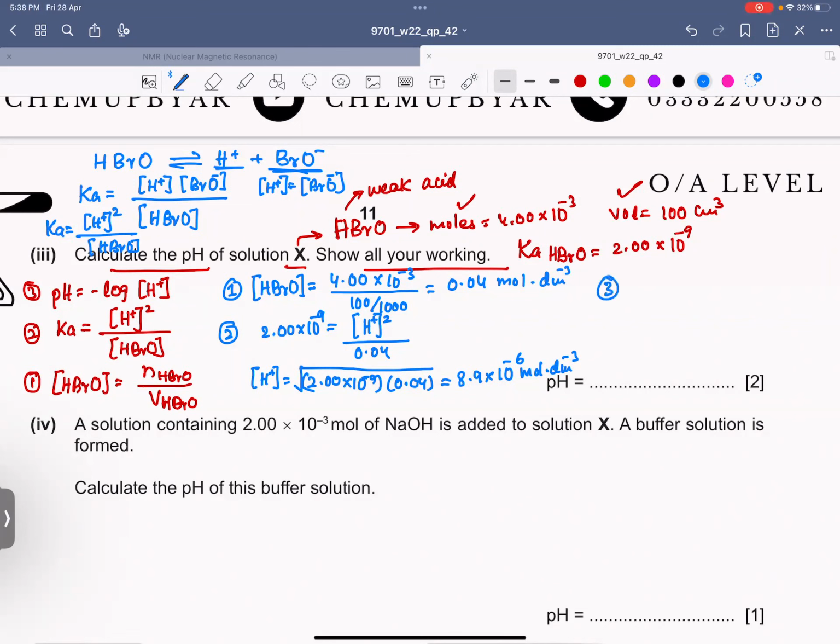So we got the concentration of hydrogen ion. Now I'm going to use the third expression, that is pH equals minus log to the base 10 of the concentration of hydrogen ion, which is 8.9 × 10^-6. Can anybody solve it on the calculator and tell me the answer? 5.05. So here we go. If anybody has any doubt in this part, kindly ask.